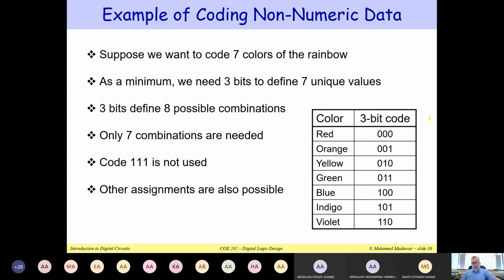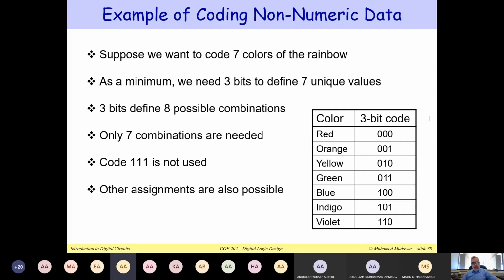So there are 7 colors of the rainbow. The question: how many bits do we need to represent the 7 colors of the rainbow? So we need 7 values, okay? So 7 codes. How many bits do I need to represent 7 codes? This is the question. Now, if I use 2 bits, how many values can we have with 2 bits?